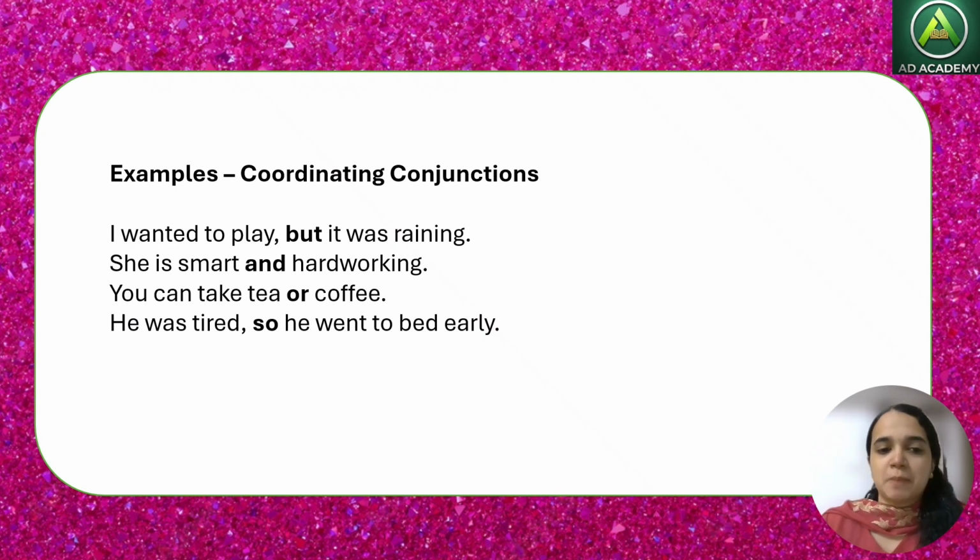Next one, she is smart and hardworking. We are connecting words in the sentence, giving one compliment to the person. She is smart and hardworking. Next one, you can take tea or coffee. Here, note the option: tea or coffee. Last one, he was tired, comma, so he went to bed early.